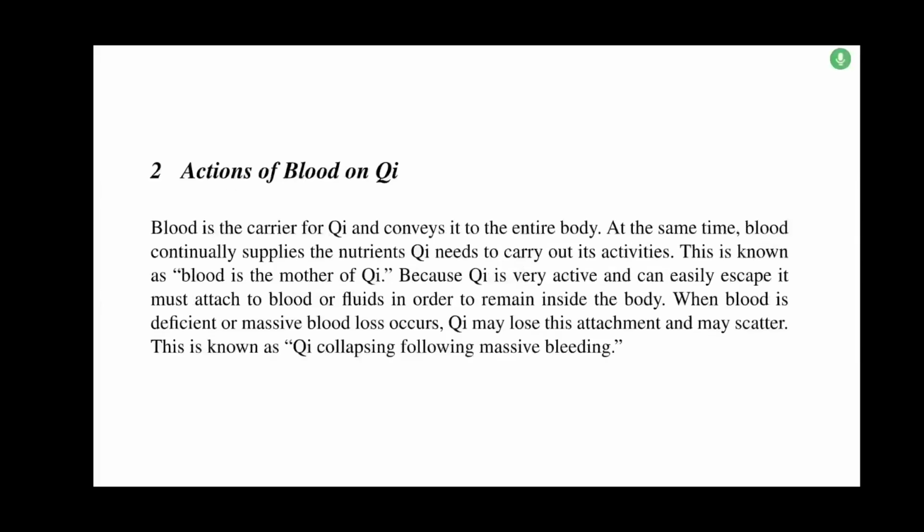The action of blood on Qi is that blood is a carrier for Qi and conveys it to the entire body. At the same time, blood continually supplies the nutrients Qi needs to carry out its activities. This is known as blood is the mother of Qi. Because Qi is very active and can easily escape, it must attach to blood or fluids in order to remain inside the body. When blood is deficient or massive blood loss occurs, Qi may lose this attachment and may scatter. This is known as Qi collapsing following massive bleeding.